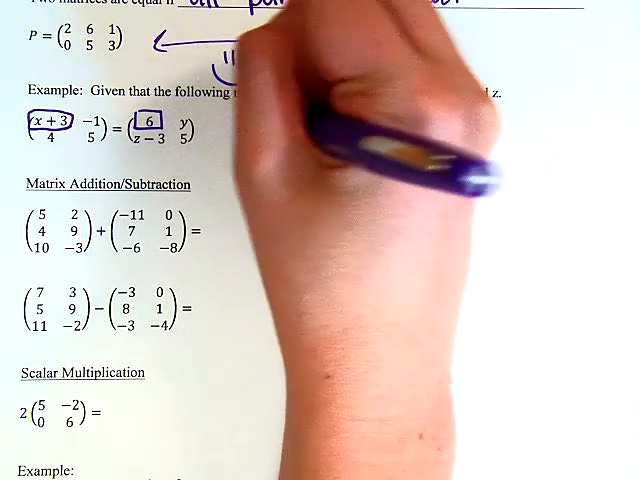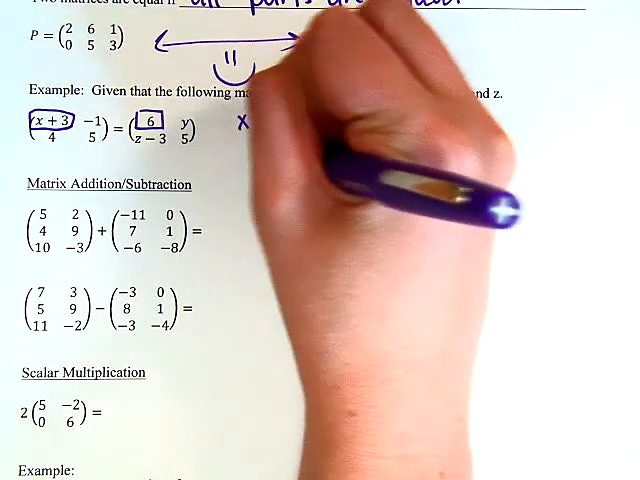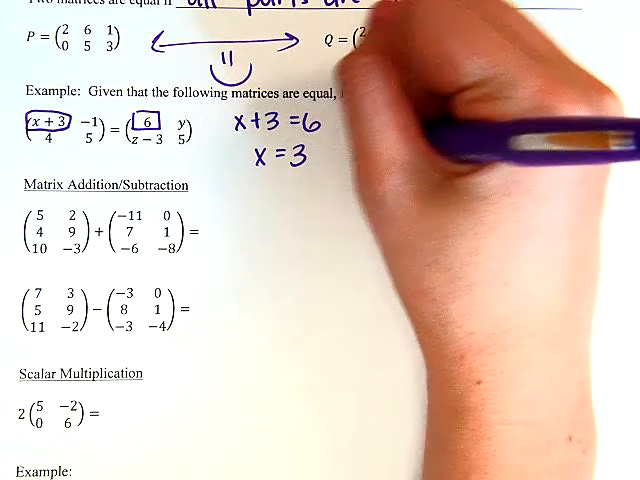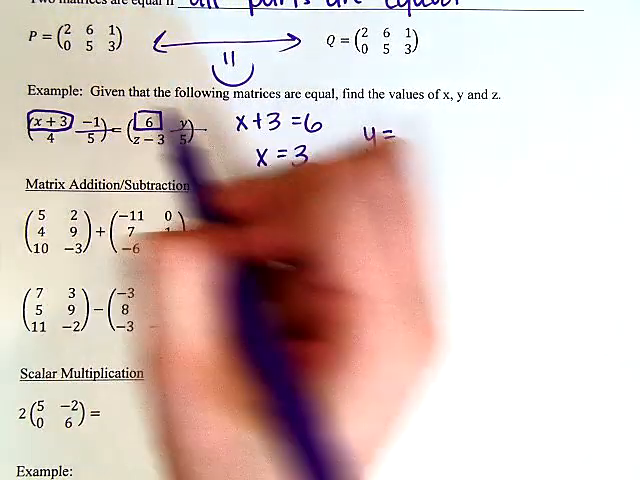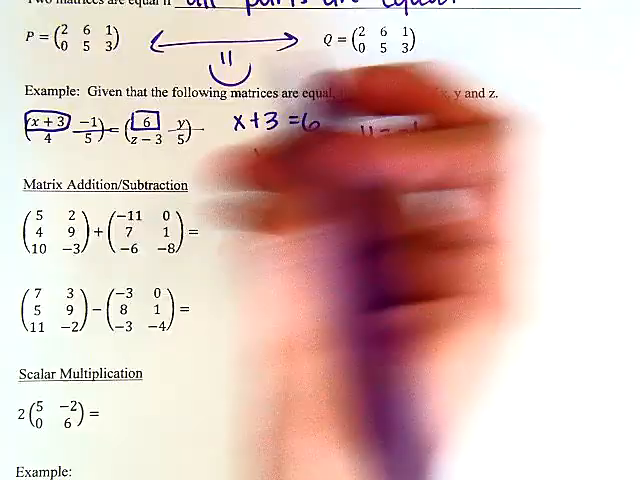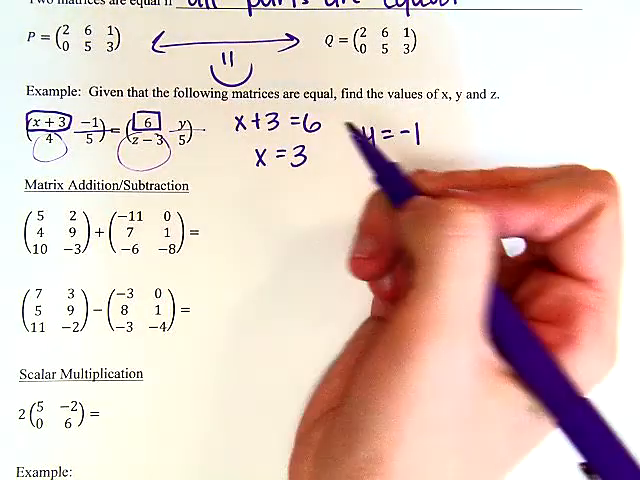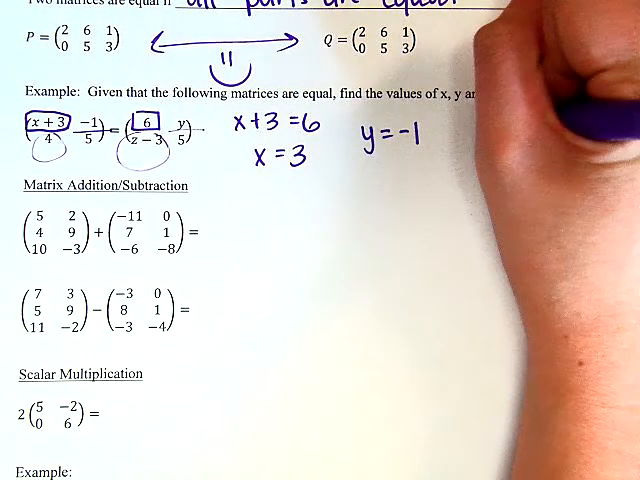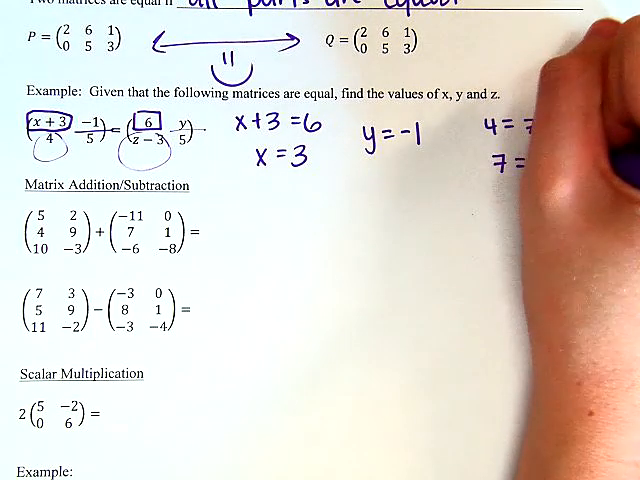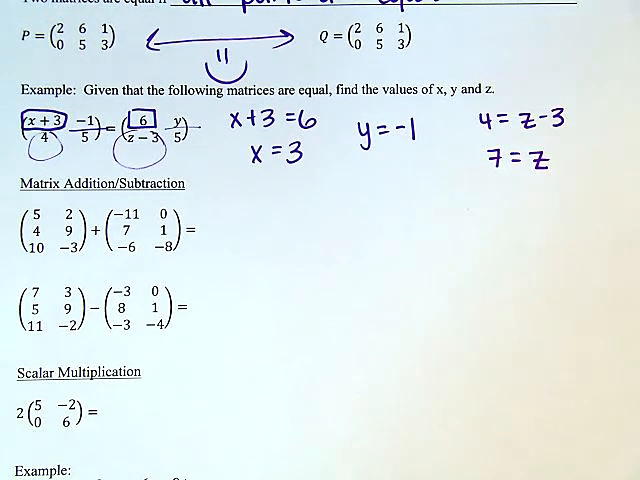So x plus 3 equals 6, which means x equals 3. Same with y. This part and this part are equal, so y is just equal to -1. And the last part, 4 and z minus 3 are going to be equal. So 4 equals z minus 3, and I get 7 is equal to z.